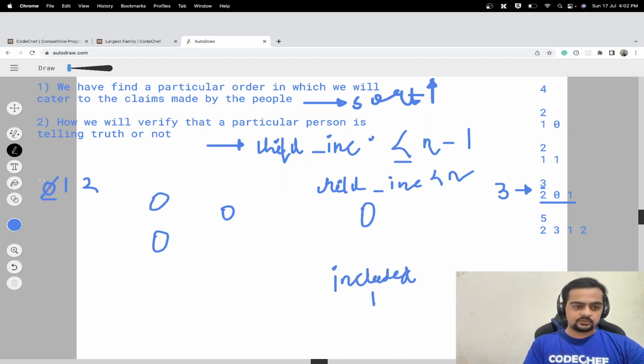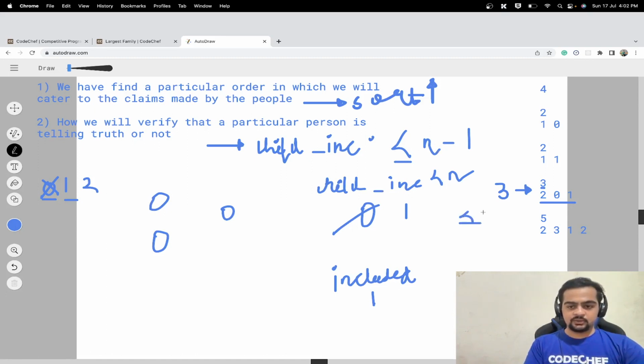Now let us move to the second claim. So now this person is claiming that he is a parent of one child. So children included would become 1, and increasing children included by 1 is not surpassing the limit, that is n minus 1.